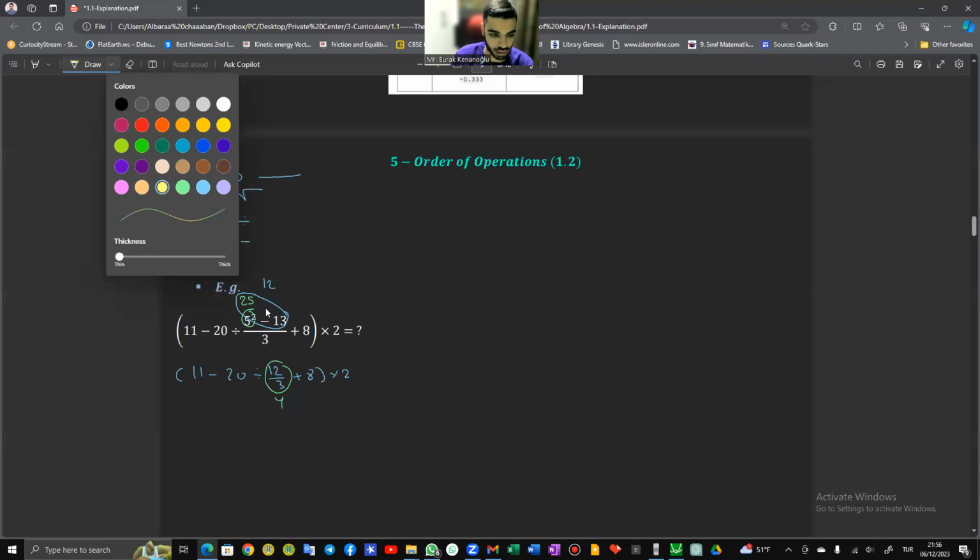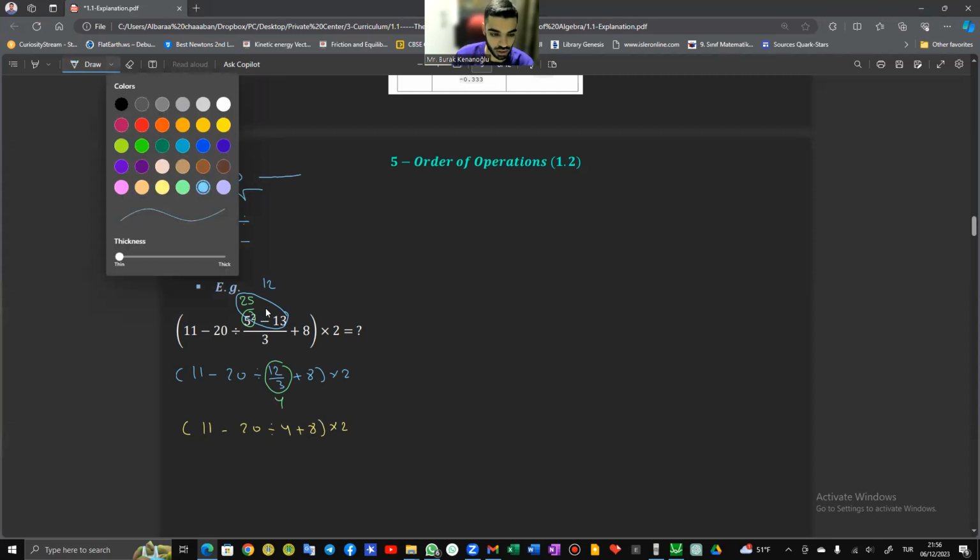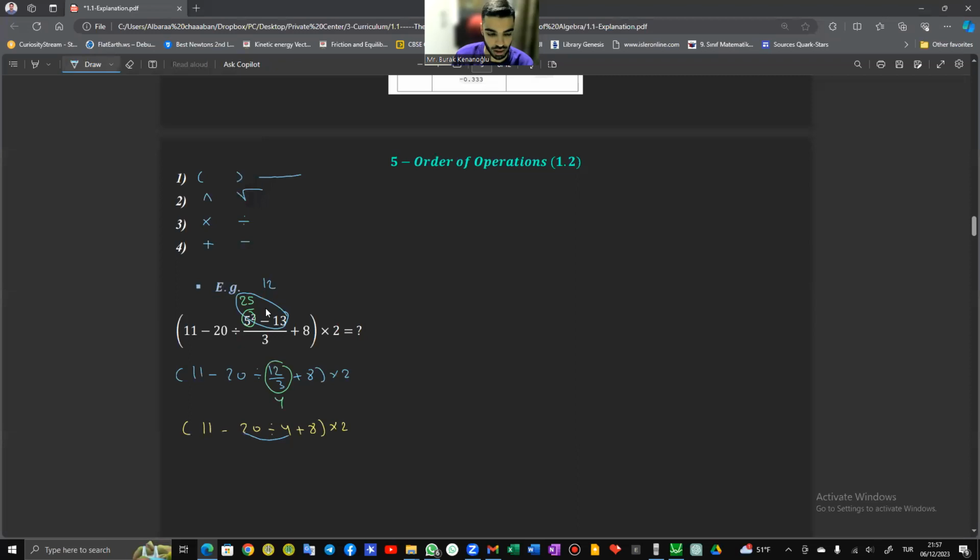Now let's write this again. 11 minus 20 divided by 4 plus 8 multiplied by 2. So here we start with the division. 20 divided by 4 is 5. Now here we have 11 minus 5, which is 6, plus 8, which is 14. Yeah? 14 multiplied by 2 is 28.